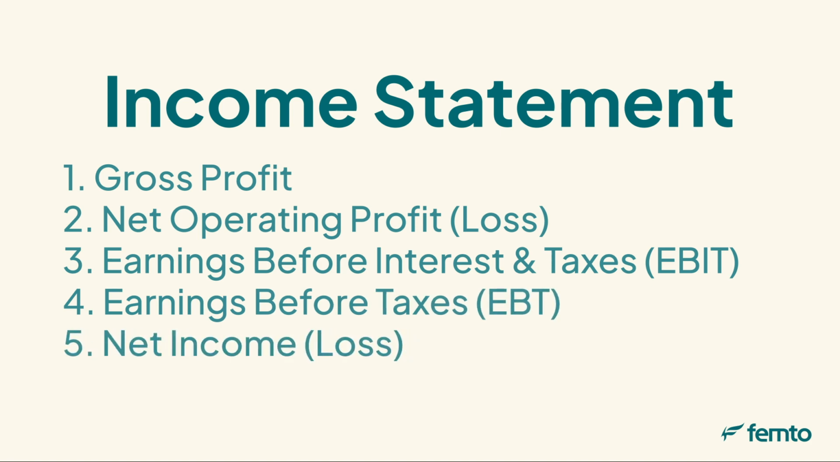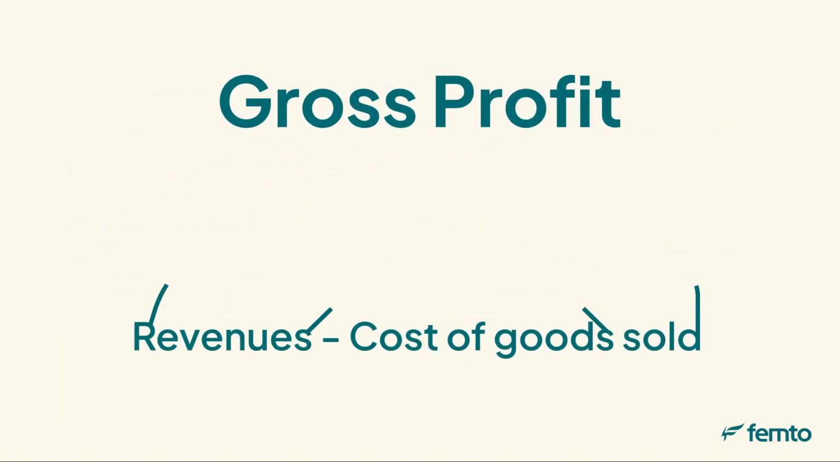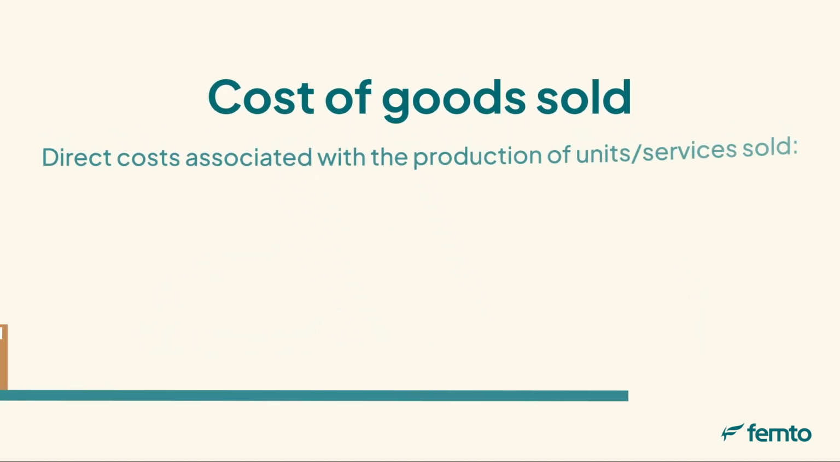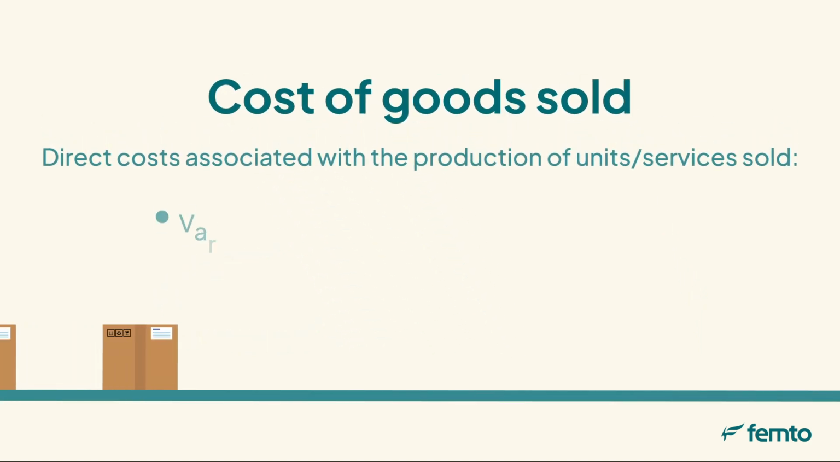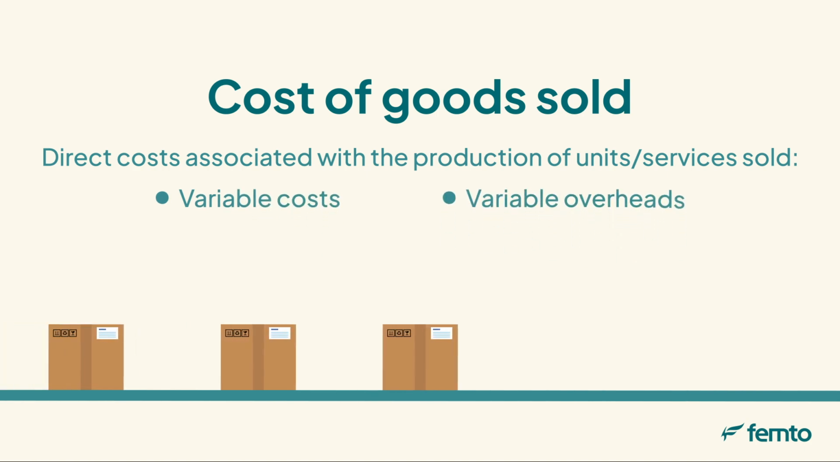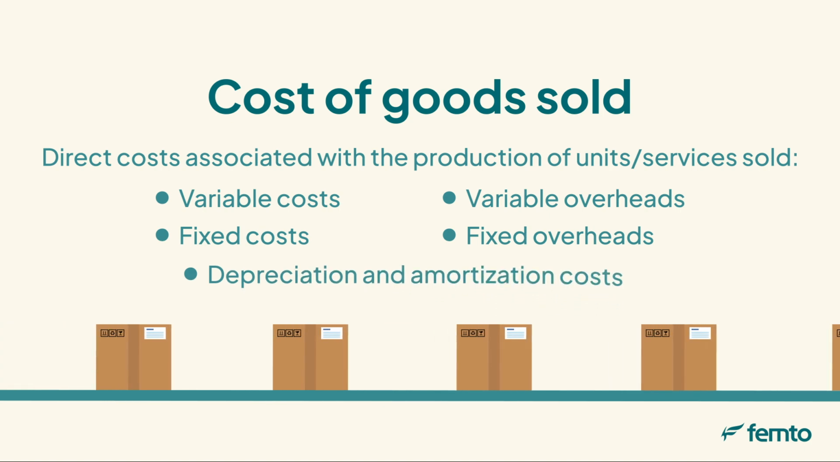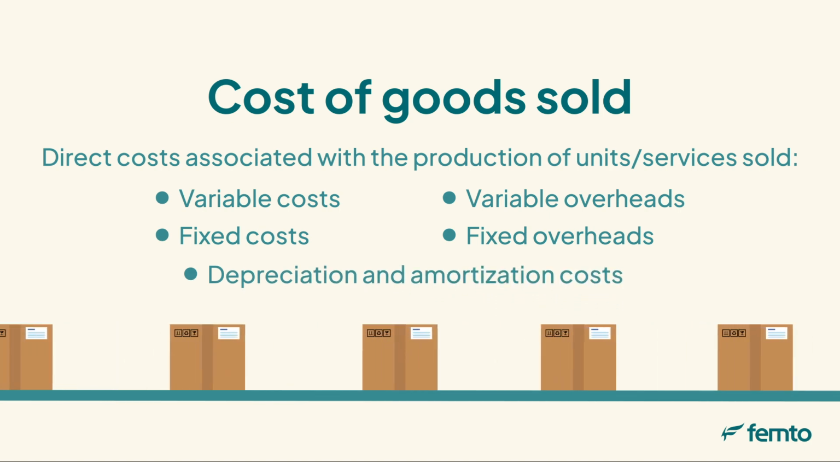Net income or loss. The first point is gross profit, and it is calculated by deducting the cost of goods sold from revenues during the same accounting period. Cost of goods sold includes the direct costs associated with the production of units or services sold, as well as other non-cash costs allocated from productive assets utilized, known as depreciation and amortization cost.